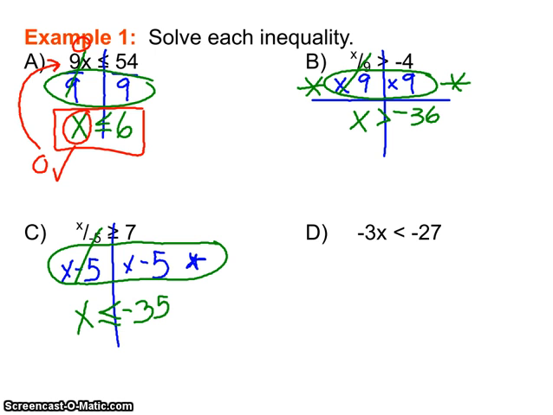Again, is 0 less than or equal to negative 35? No, 0 would not work this time. We have to find a number less than negative 35. So again, we're going left on the number line. Maybe negative 100.